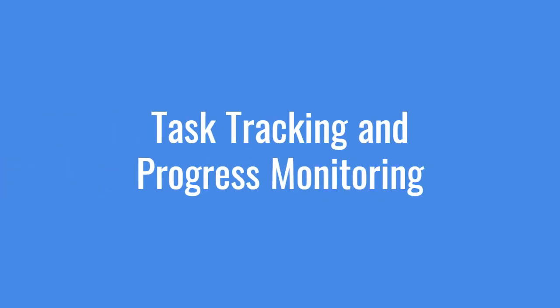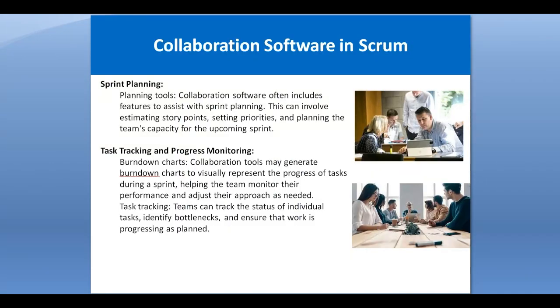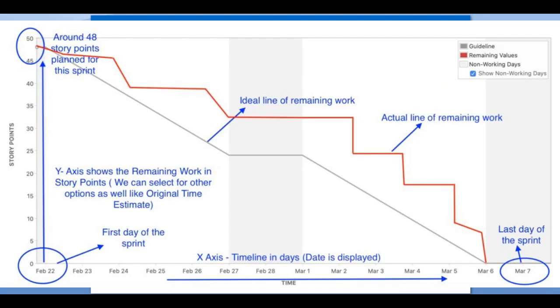Then task tracking and progress monitoring, for example burn down charts. Burn down charts are automatically generated in this software. A burn down chart represents how much work is remaining in the sprint. Burn down charts, burn up charts, all these sorts of charts are available in collaboration software, and they are generated automatically. Teams can track the status of individual tasks, identify bottlenecks and issues, and ensure that work is progressing as it was initially planned.